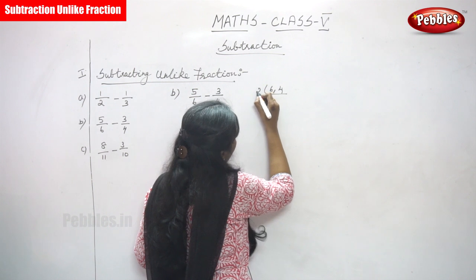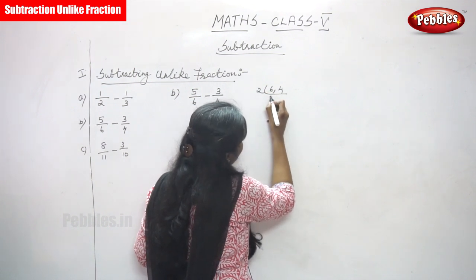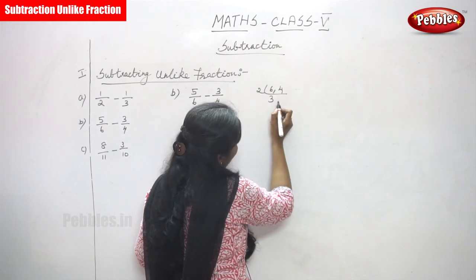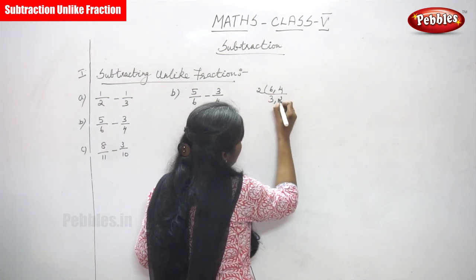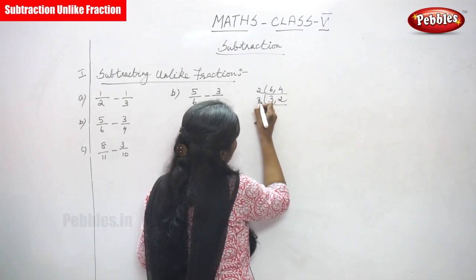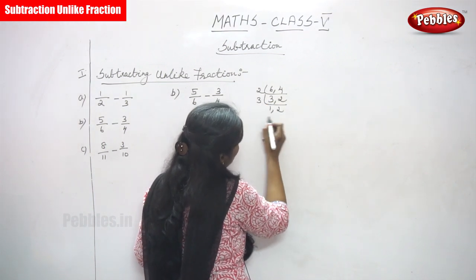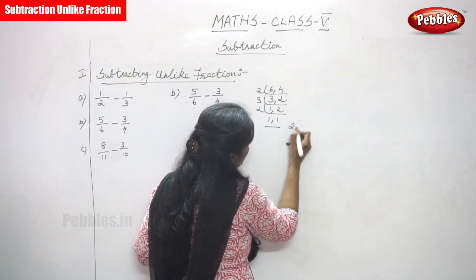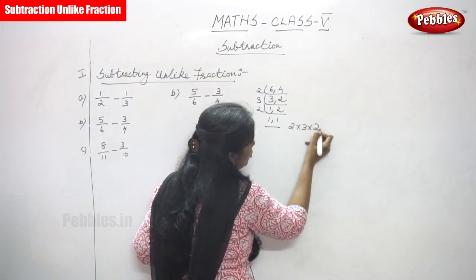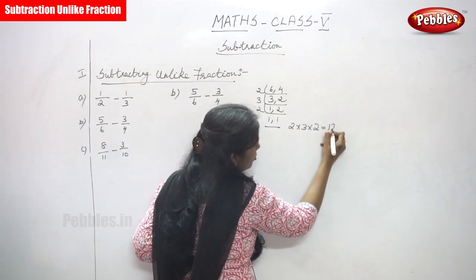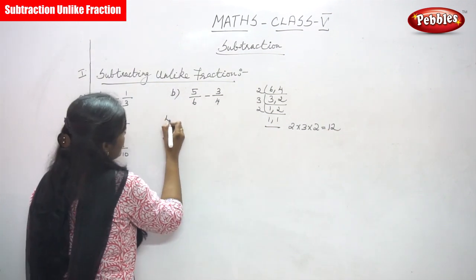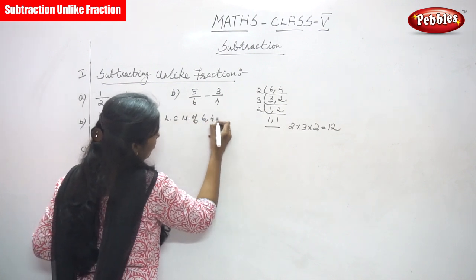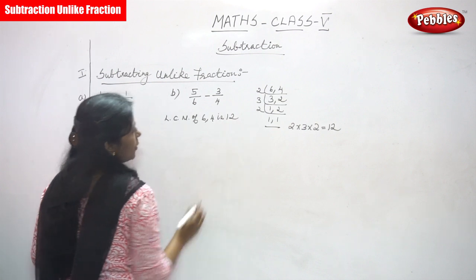So first I have to take 2, this is a common divisor. 2 into 3 you get 6. So 6 divided by 2 you get 3. 4 divided by 2 you get 2. So again you have to take 3 once, here 2, so again I take 2. So I take 1, 1. So the answer is 2 into 3 into 2. So 2 into 3, 6. 6 into 2, 12. So the LCM of 6, 4 is 12.